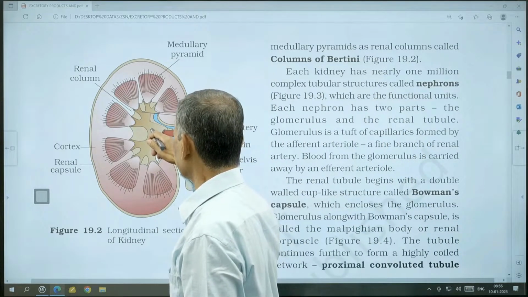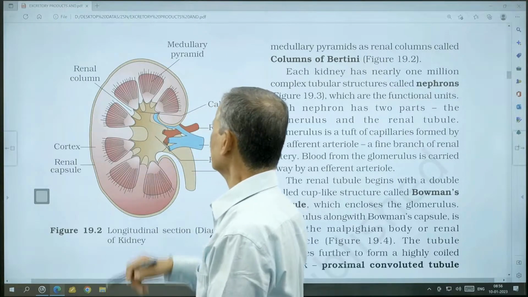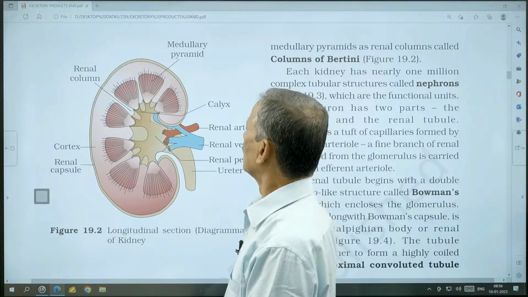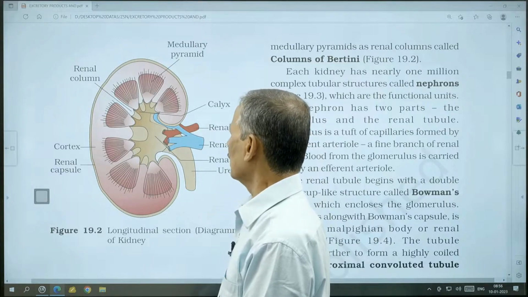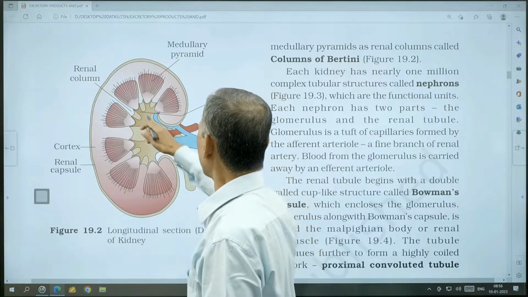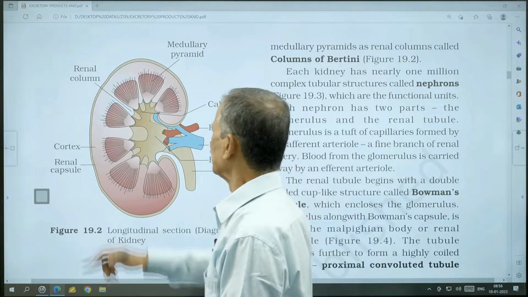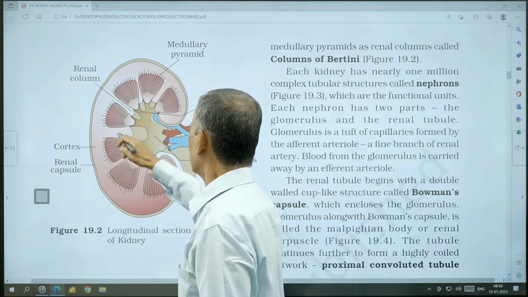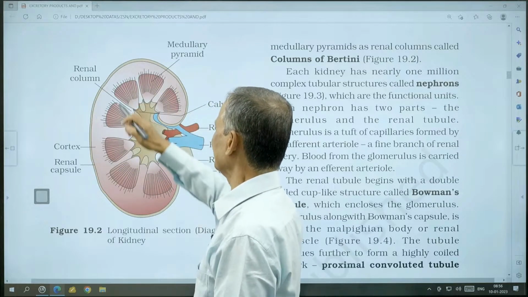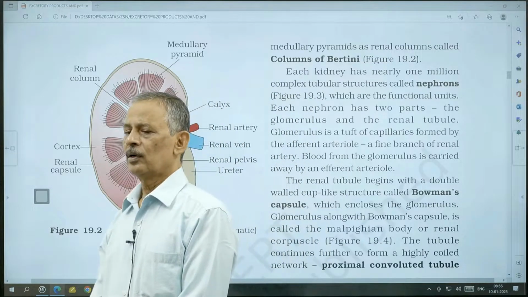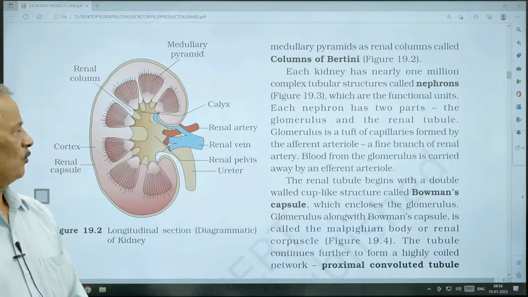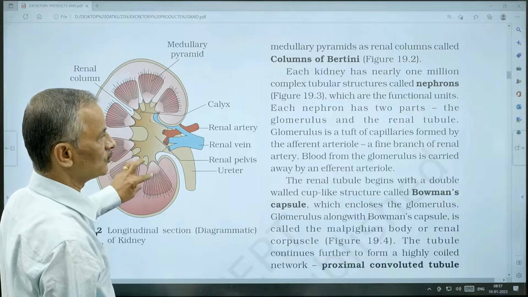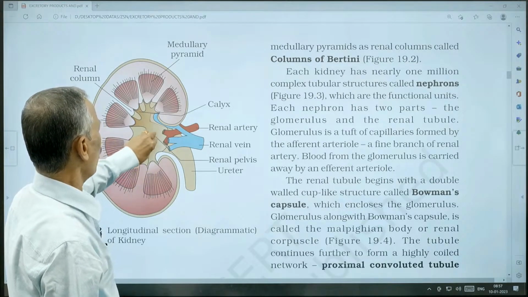The pelvis is extending in between the pyramids, and these extensions are called calyx, plural calyces. In between the pyramids, the cortex is extending out, growing inward in the form of a column called the renal column, or column of Bertini. To the surface of the pyramids, the tubules that bring urine are opening.